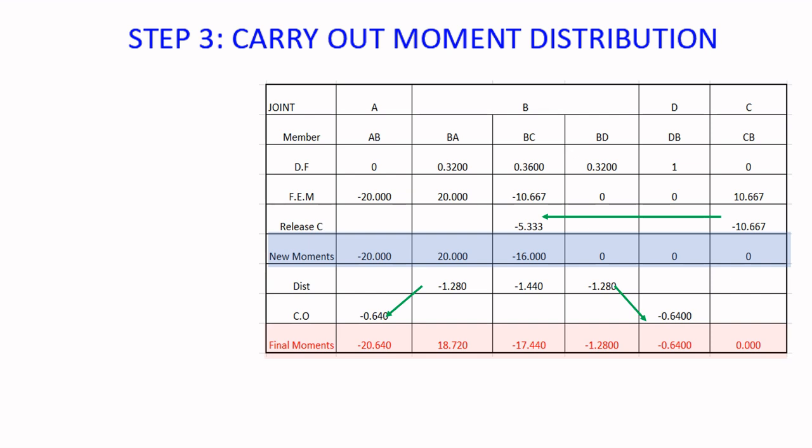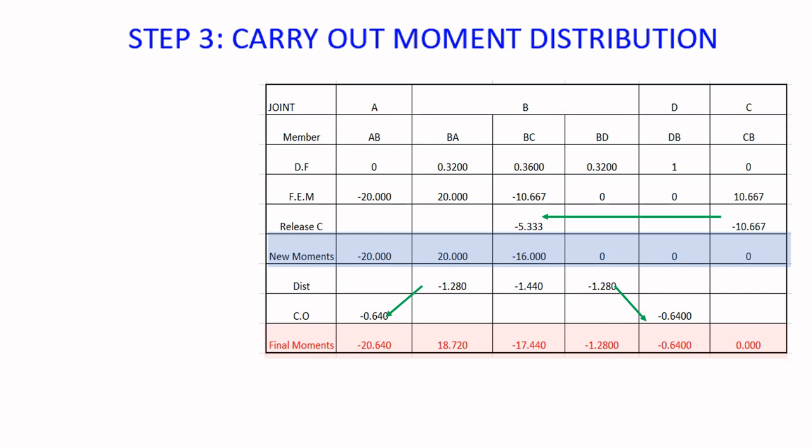So before we start distributing, C is pinned, so we need to release it so that we can start carrying out the distribution. So how do we release it? By applying an equal and opposite moment. So that's what I've done for C.